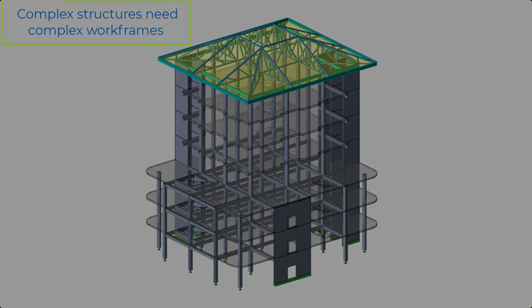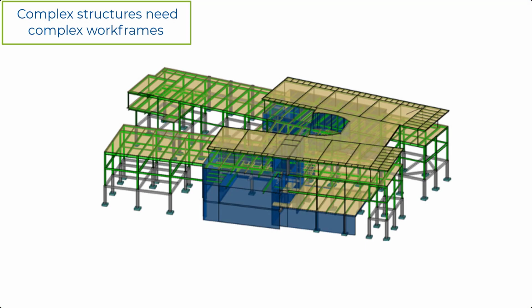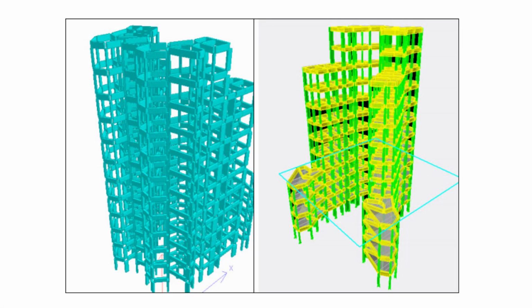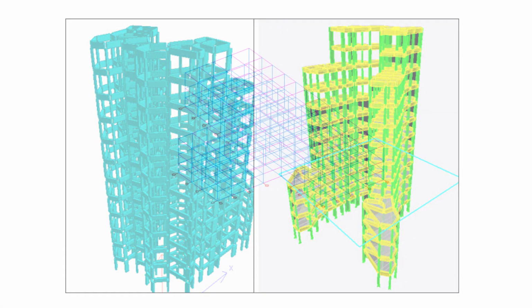These complex structures need a complex workframe made by combining two or more workframes. We need to create small workframes and combine them to form a large, complex workframe for the whole structure. With the ProStructures workframe tool, it is possible to create a combined workframe and easily detail any complex structures.